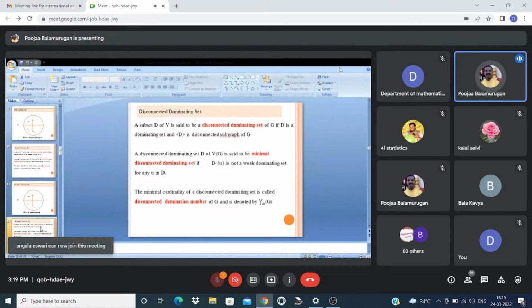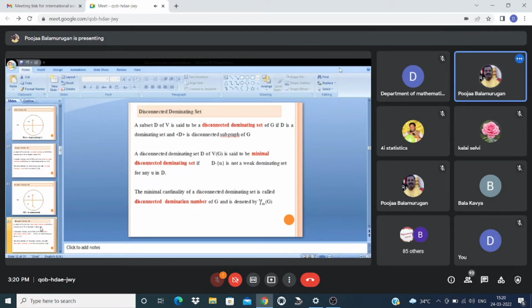Another one: for any graph G, γDC of G equals n if and only if G is equal to Kn bar. So if you take a totally disconnected graph, then γDC of G is always n. Another result: given any integer k greater than or equal to 0, there exists a graph G such that γDC of G minus γ of G equals k. So this parameter can be found easily.